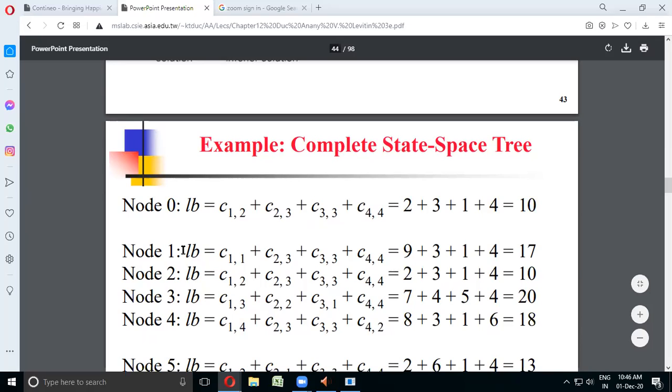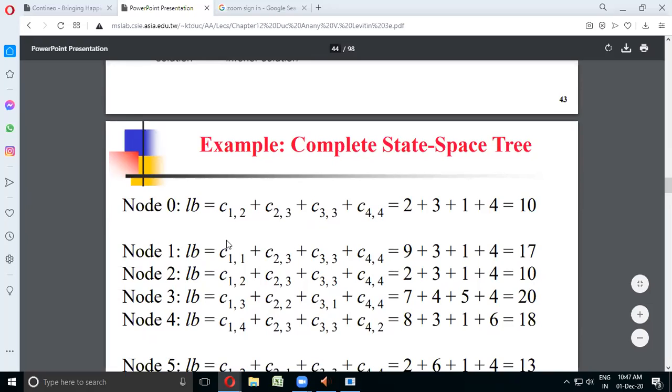Each time, I want to check which will be the most optimal solution. That is the lower bound value. I may get 17, 10, 20 and 18. So among these 17, 10, 20 and 18, which is the minimum? It's a minimization problem, so the cost incurred should be the lesser one. So I'm going to choose 10 here.